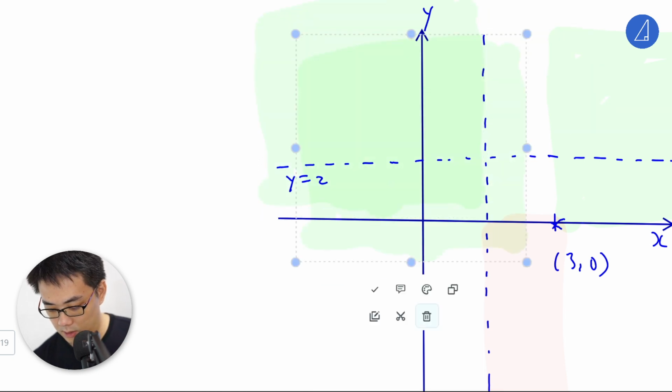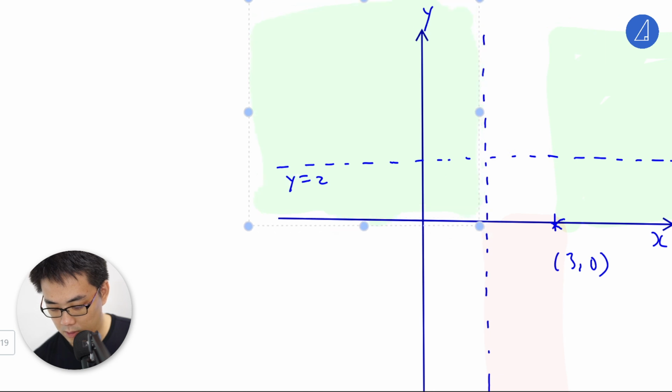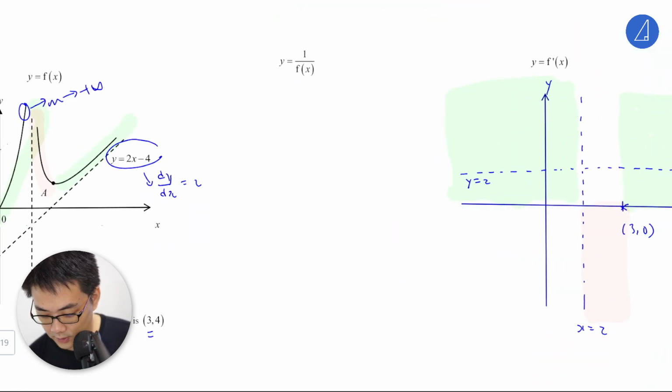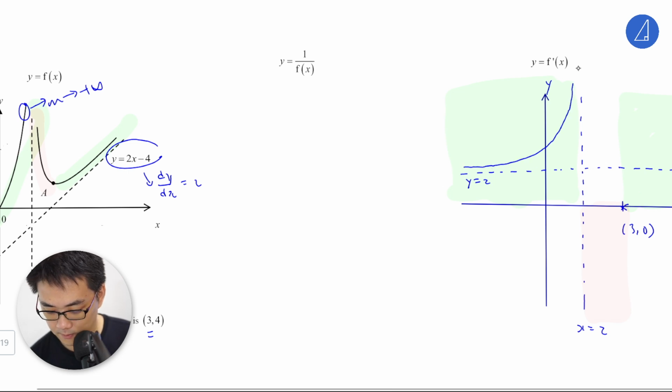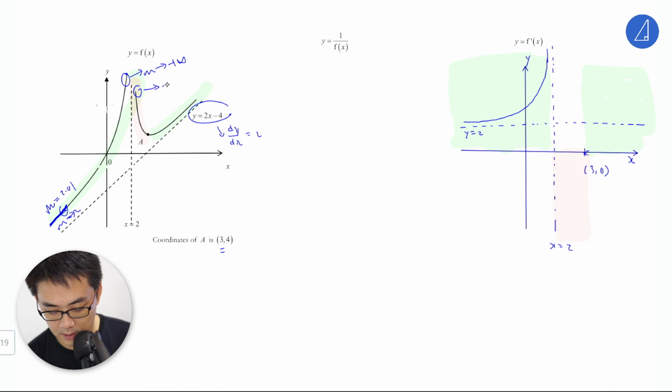Hovering above it, so it's here to infinity. Okay, then this is m negative infinity to 0. Then this one m is 0. This m tends to 2.